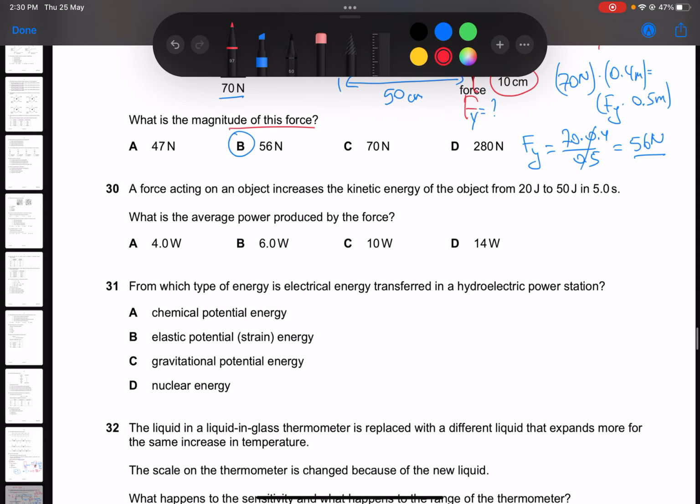Next, question 30. The force acting on an object increases the kinetic energy of the object from 20 joules to 50 joules in 5 seconds. Okay? What is the average power produced by the force during this increase in kinetic energy?